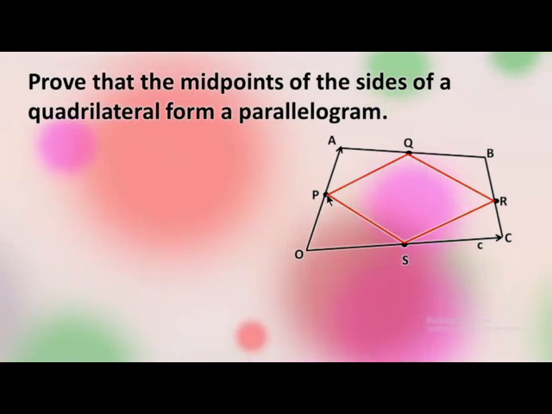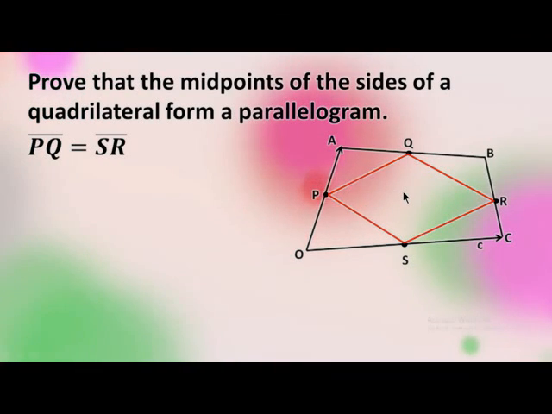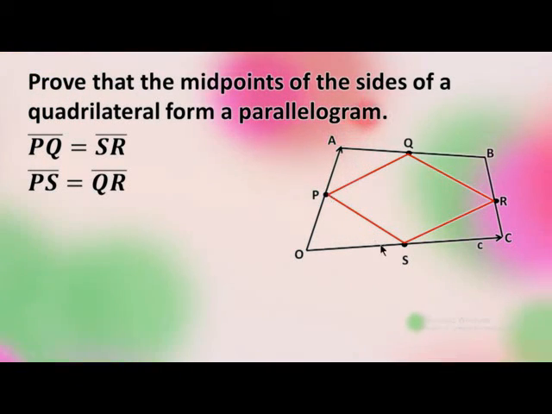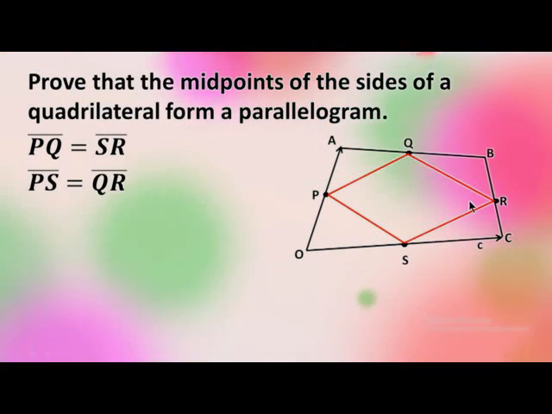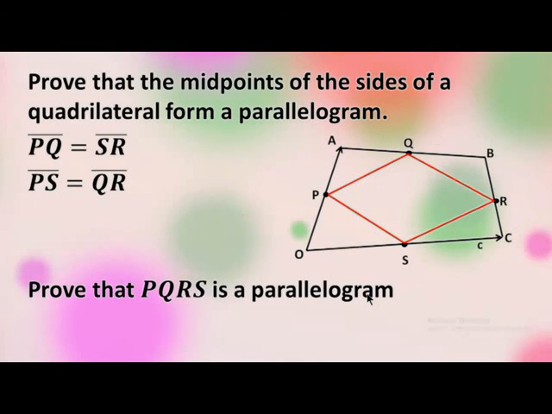Now, since PQ equals SR and PS equals QR, it is proven that PQRS is a parallelogram.